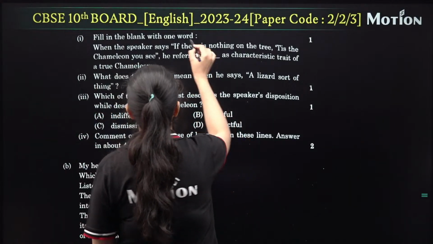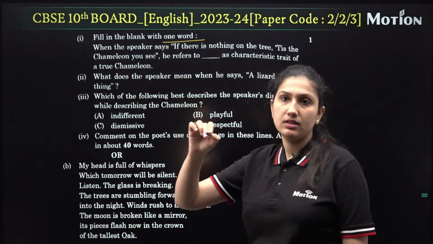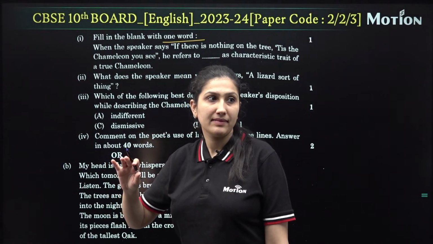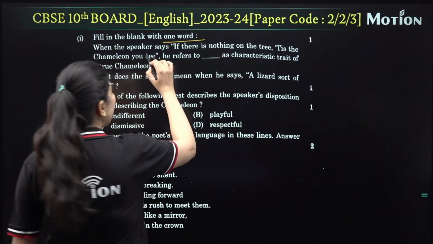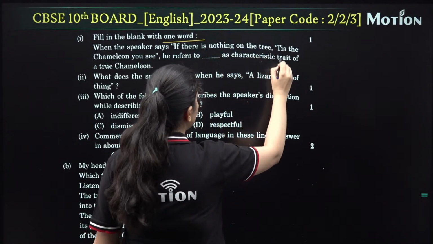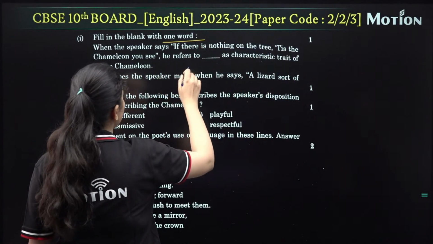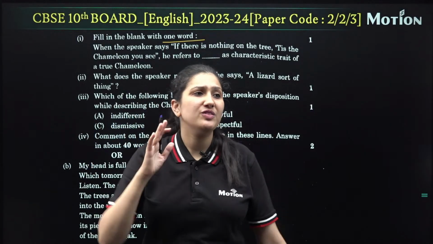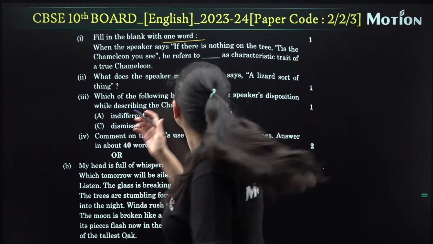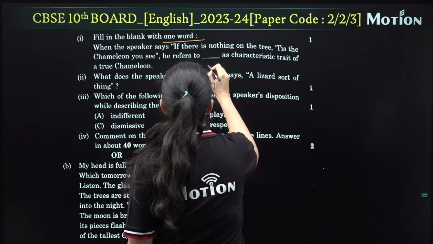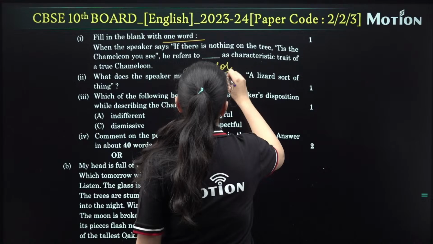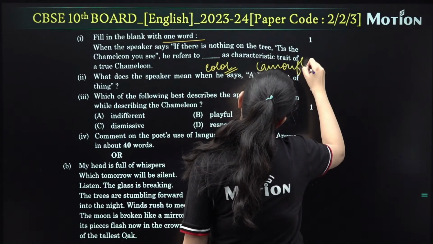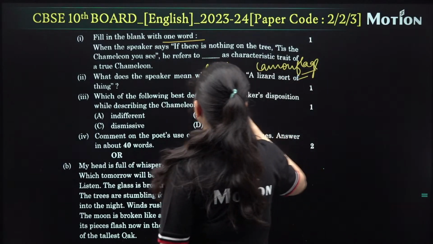Fill in the blank with one word. All right, one word से आपको fill करना है ये. When the speaker says "if there is nothing on the tree, this chameleon you see," he refers to the color. Okay, if you have seen a chameleon, then it changes color. So this is the quality: camouflage. Okay, so this is going to be the answer.